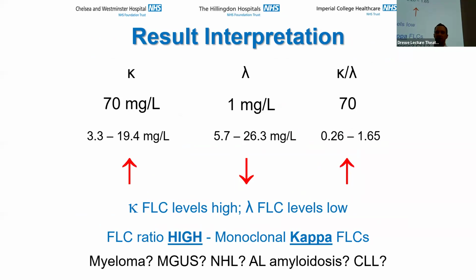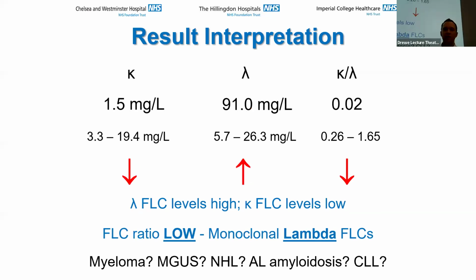When we have a suspected monoclonal gammopathy or MGUS, we would expect an abnormal ratio, and this could be due to high kappa concentrations with maybe suppressed lambda, or indeed the other way around, so you could have a suppressed kappa and a high lambda.